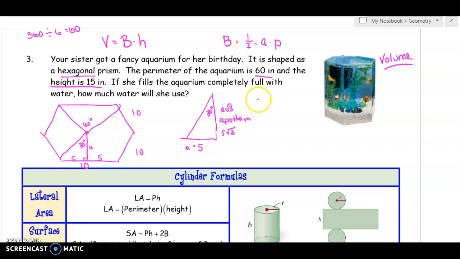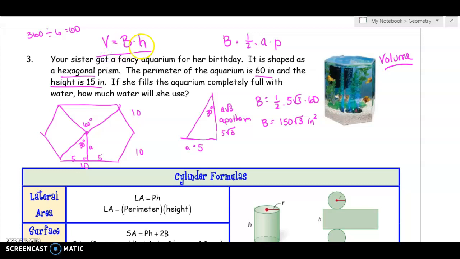Now we can do the area of the hexagon. We have 1/2 times the apothem, 5 root 3, times the perimeter, which was 60. Multiply that all together. You're going to end up with 150 root 3 square inches. So this is the area of the hexagon. That's old stuff. Now we can find the volume.